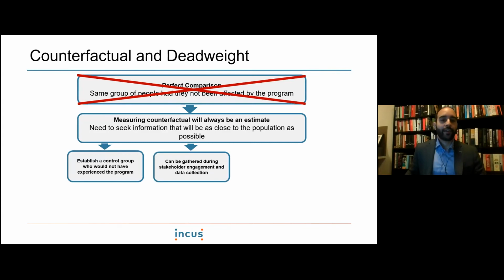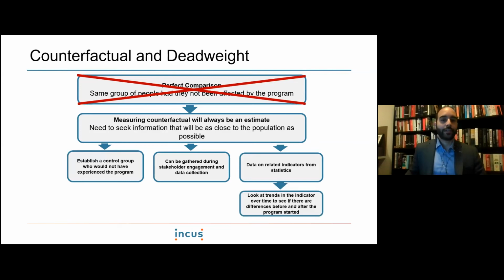If we don't have that, then we can at least try to gather this through our stakeholder engagement and through our data collection and some of the questions to understand what else is happening for people, what would they have done if the program wasn't available or they hadn't been able to access the program. We look at statistics and trends over time to see if there are differences before and after the program started. So these are just some of the steps we take in a social value analysis to try and get as close an estimate, or as accurate an estimate, as we can.